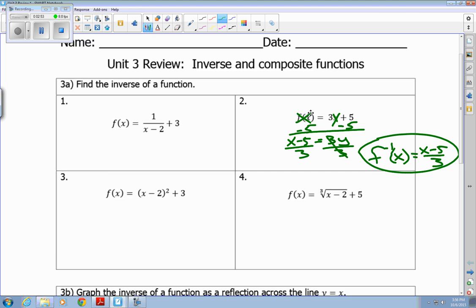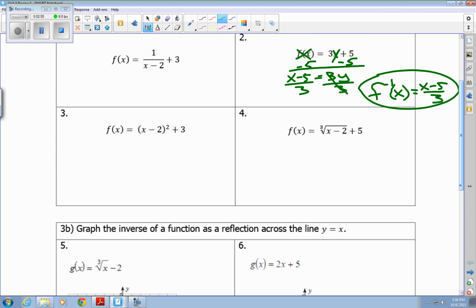Moving on to number 3. So switch your x and y. Reverse order of operations. If I'm looking on the right side, we have a subtract 2 inside parentheses, we have a square, and we have a plus 3. The last thing you would do is add 3 if you're doing order of operations. So that's the first thing we should take care of, subtract 3. So it becomes x minus 3 equals, in parentheses, y minus 2 squared.